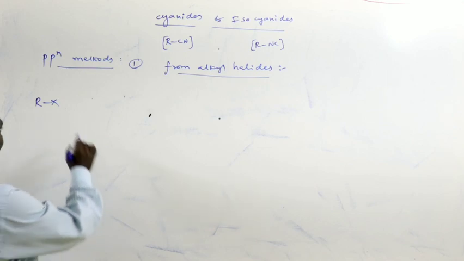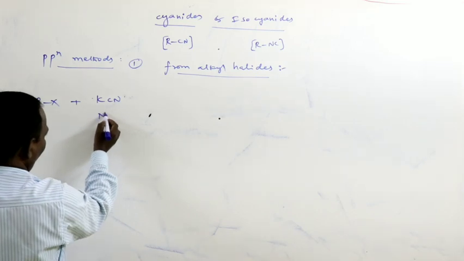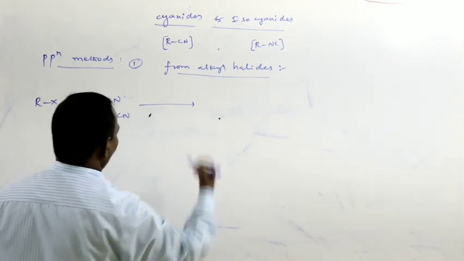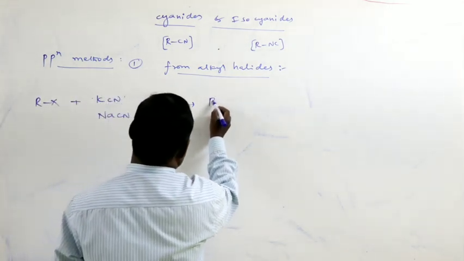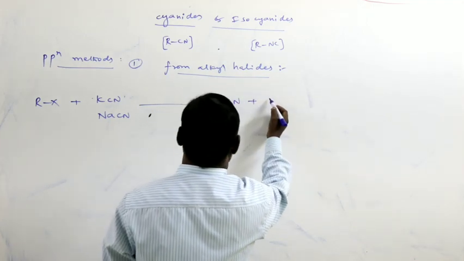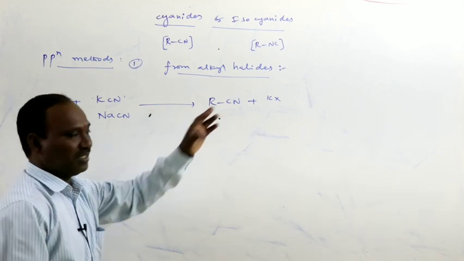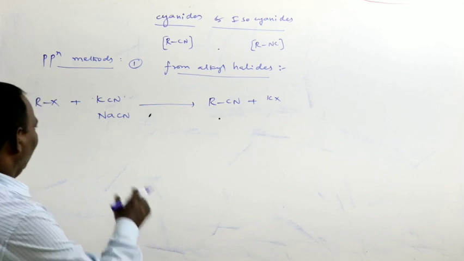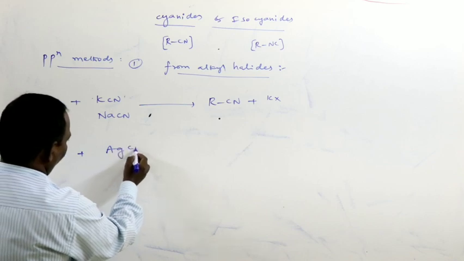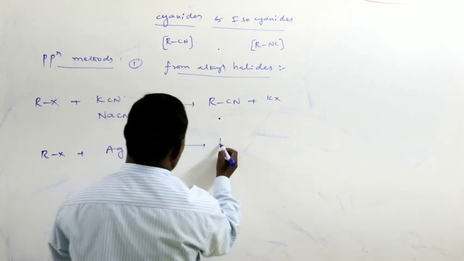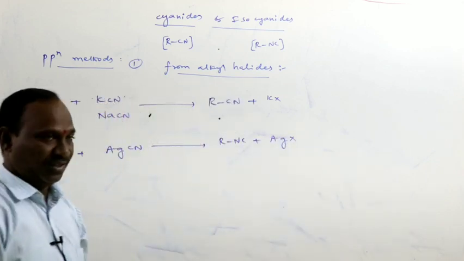Alkyl halide RX. Now this alkyl halide on treatment with KCN, potassium cyanide or sodium cyanide, what happens? Nucleophilic substitution reaction takes place. It gives RCN plus KX or NaX, alkyl cyanide. Similarly, if this alkyl halide is treated with silver cyanide, AgCN, it gives RNC, alkyl isocyanide plus AgX.